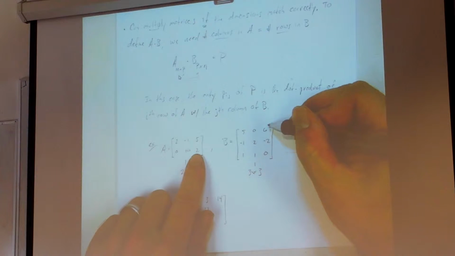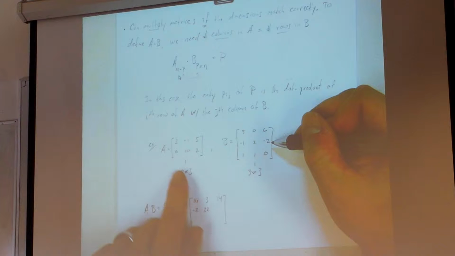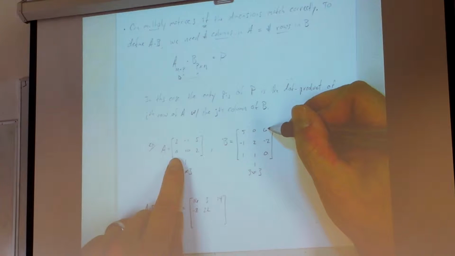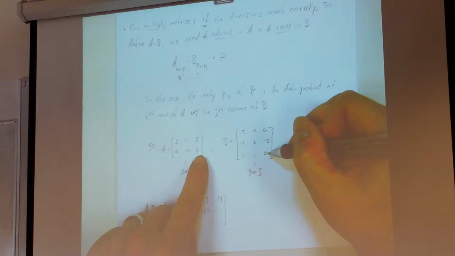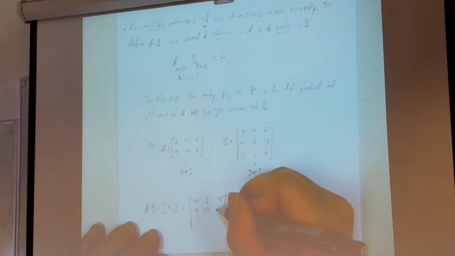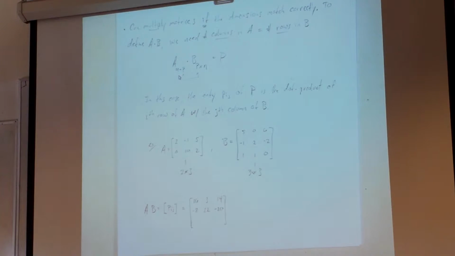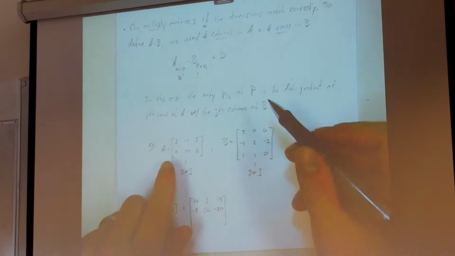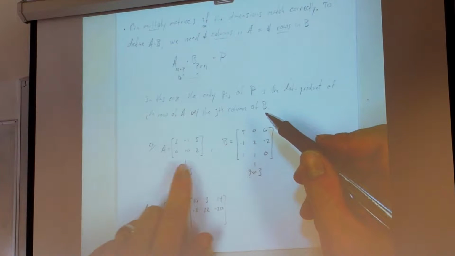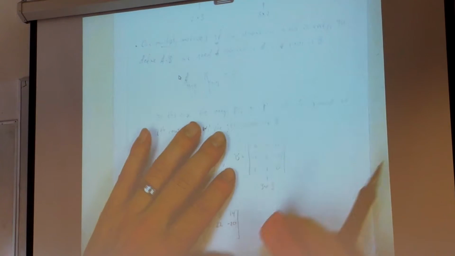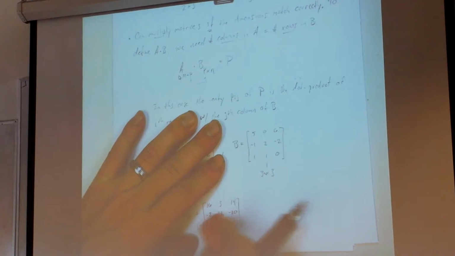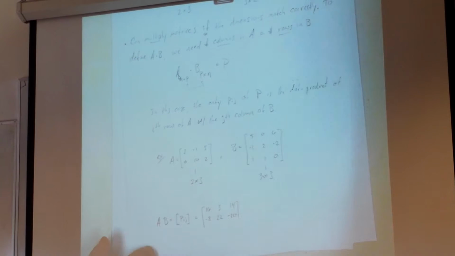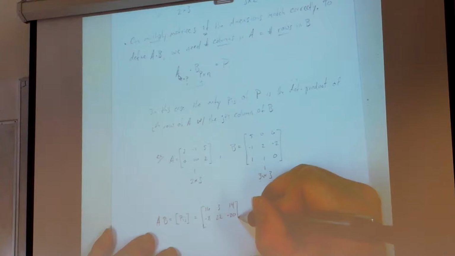And the 2, 3 entry, row 2, column 3, comes from row 2 dotted with column 3. 0, negative 20, plus 0. Oh, and we're done, aren't we? Because I have no more rows of A. So what's the dimensions of this resulting product? 2 by 3. I didn't need more room. It's just a 2 by 3.